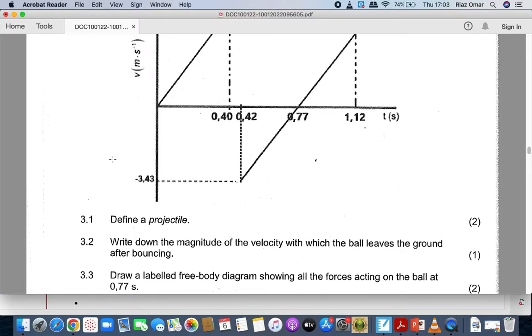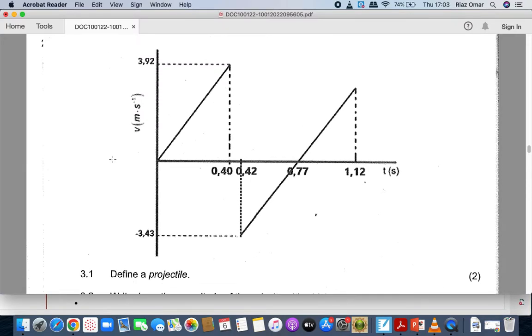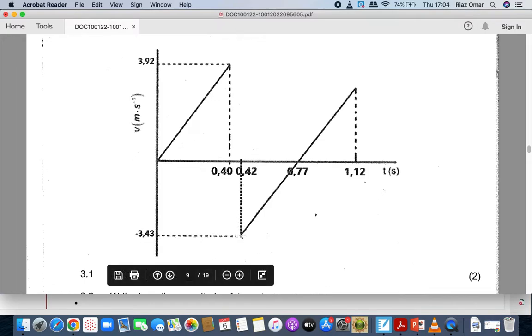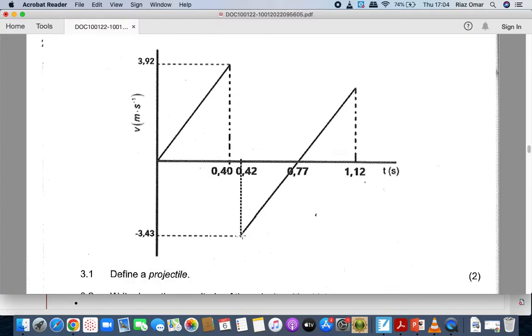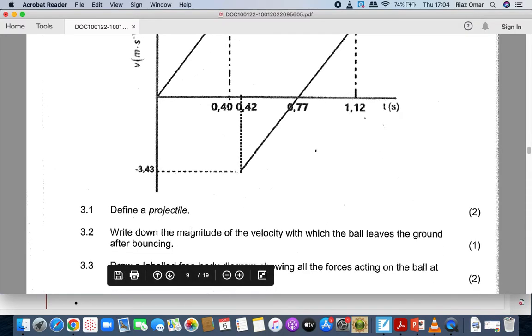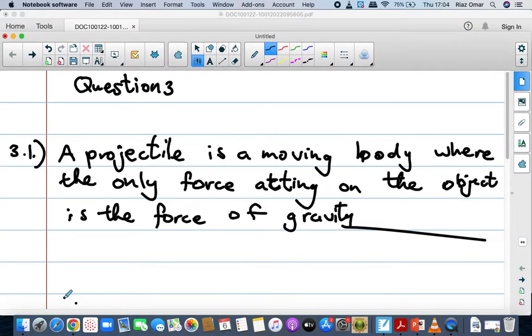3.2. Write down the magnitude of the velocity with which the ball leaves the ground after bouncing. So here we must look at this diagram and see where the ball hits the ground and when it leaves the ground. So here's the object, it is dropped, it hits the ground, it's in contact with the floor for 0.02 seconds, and then it leaves the ground, and the velocity at which it leaves the ground is 3.43. So the question is, write down the magnitude of the velocity.